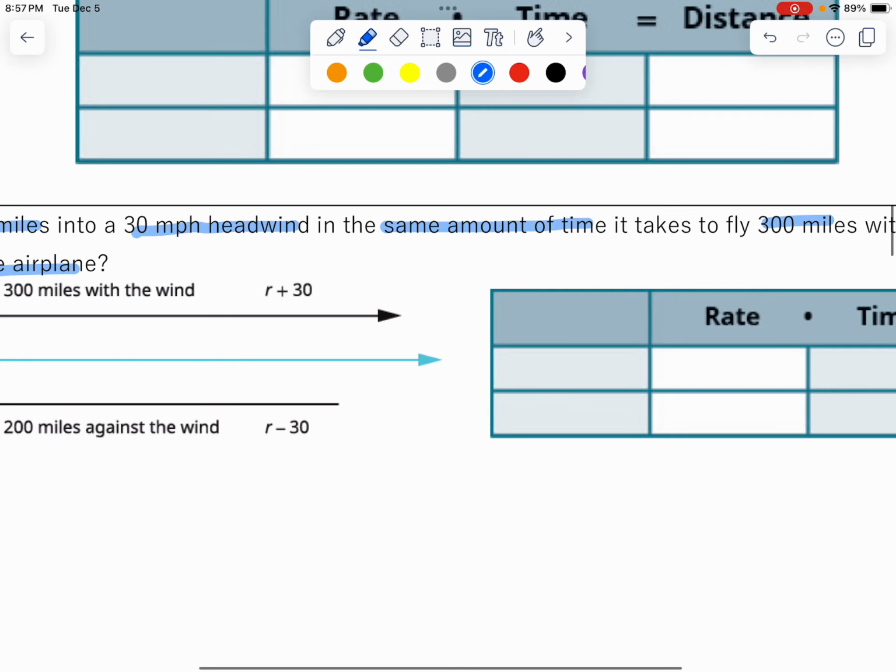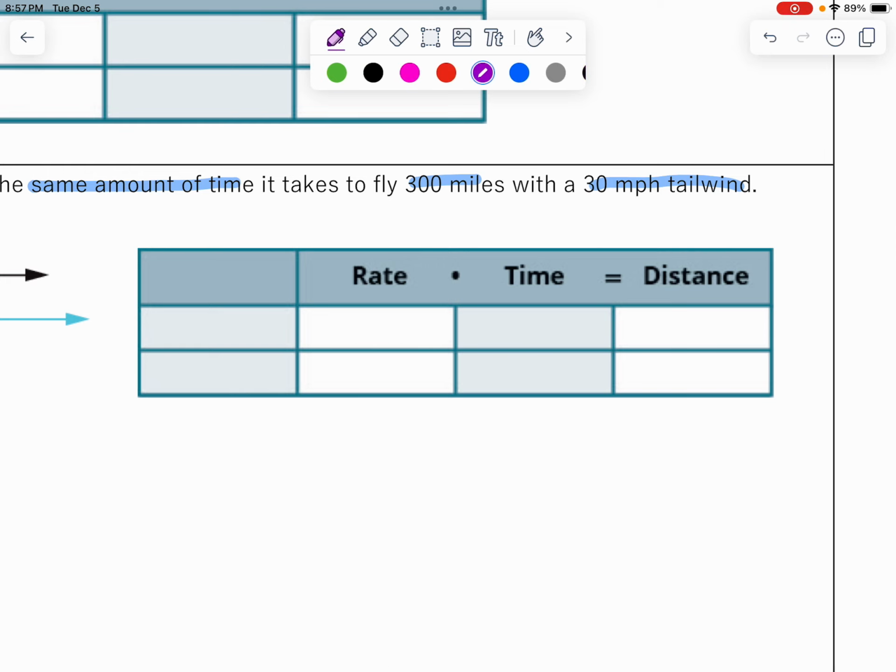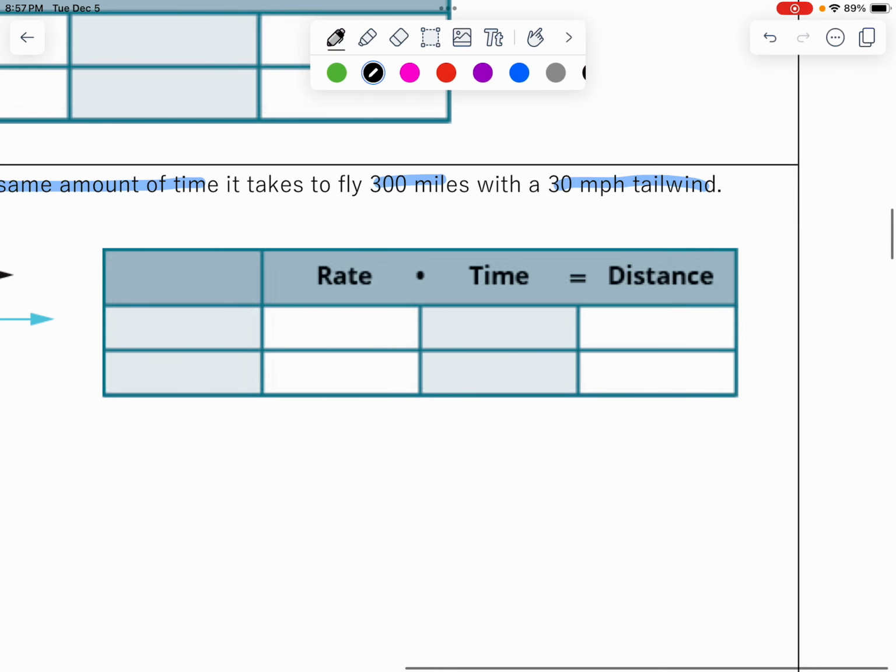But I would very much just like to ask you before you would look at that. What makes the two trips different? Well, the wind direction. Good. Direction of the wind. So we have the headwind and we have the tailwind. That's okay. So that's what makes them different. That's what my labels are.